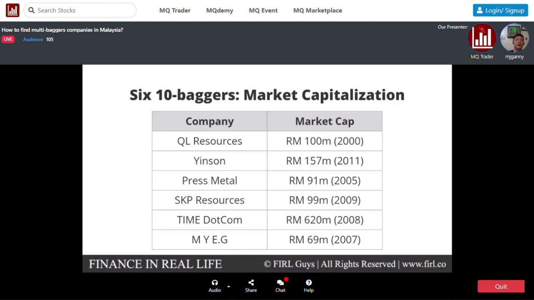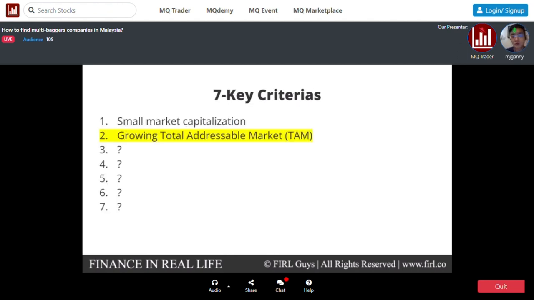So looking back at the data, what can we say about these six companies? Without a doubt, all these six companies, before they became 10-baggers, were under 650 million ringgit. In fact, most of them are less than 200 million ringgit, with the exception of Time.com. Everyone else, the next highest after Time.com was Yinsen, 157 million ringgit. So you can see already, right, there's this pattern, this commonality. Now, that's just one. What is the next one?